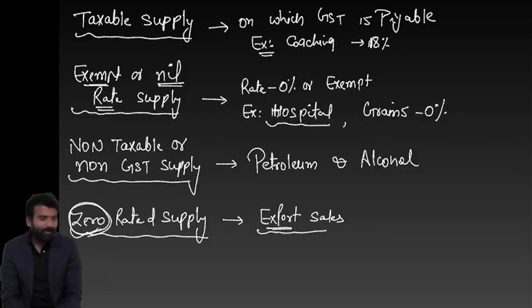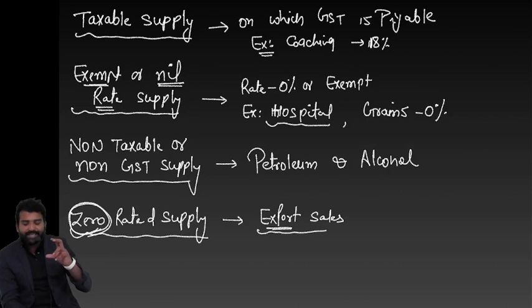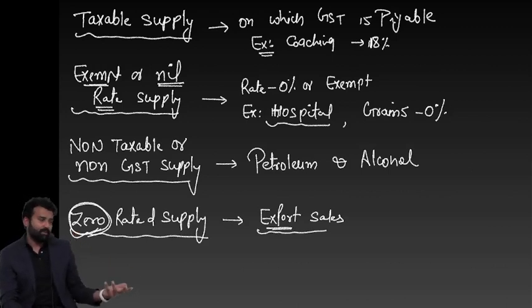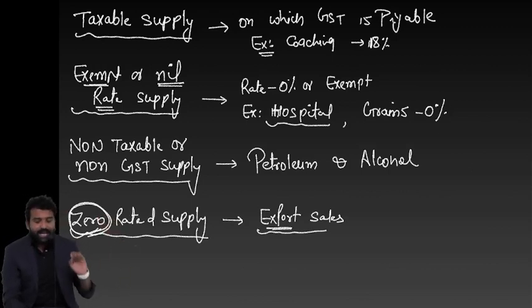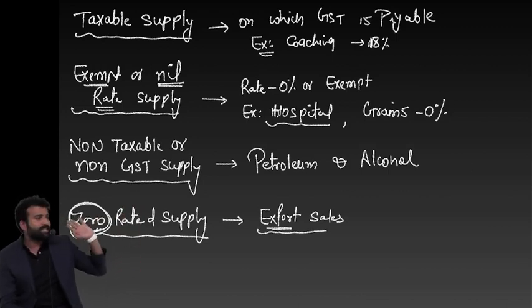Very nice. Now, I have already told you that when calculating aggregate turnover, I will add all kinds of supply, whether taxable supply, exempt supply, non-taxable supply or zero-rated supply. There might be some confusion between non-taxable, zero-rated and exempt. Listen, non-taxable means a supply on which GST is not leviable. Other taxes are leviable, like on petroleum and alcohol. That is called non-taxable or non-GST supply because it is a supply but covered under old taxes, not GST. Exempt means the rate is zero, no GST has to be paid on that.